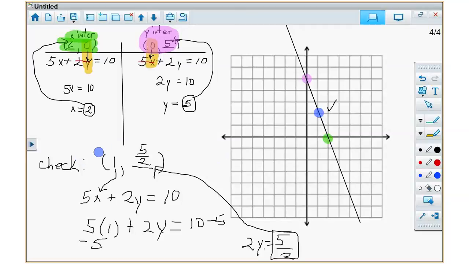And then this right here checks. When would it not check? Well, let's say you do your check and you get 1 and negative 6. Does that hit the line? No.